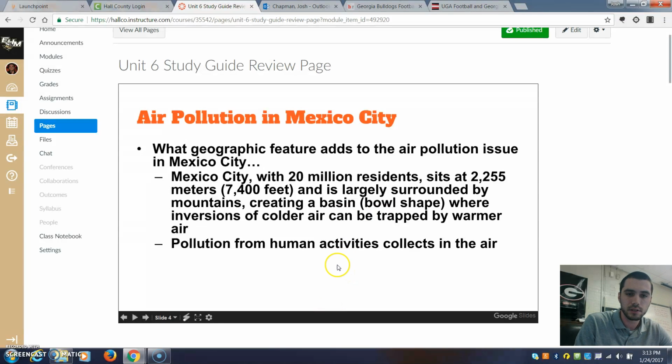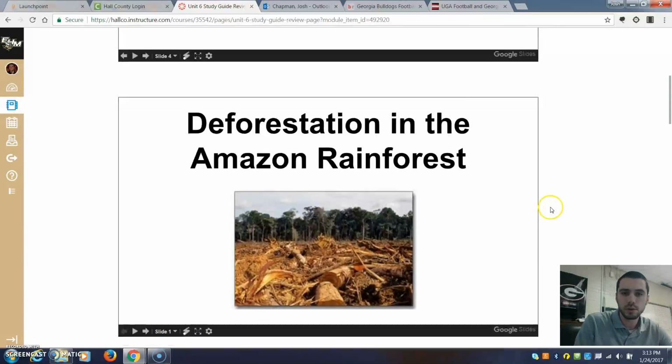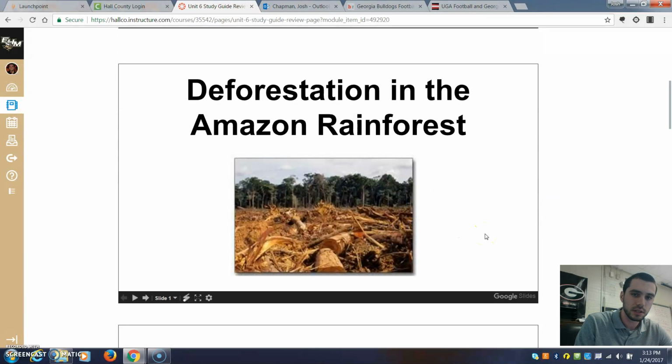Number five. Okay, this says what environmental issue is taking place in the Amazon rainforest. So we need to scroll down. We are now in the Amazon rainforest. So what is the problem? Well, the issue is deforestation. It says it right there in the title page. Deforestation.